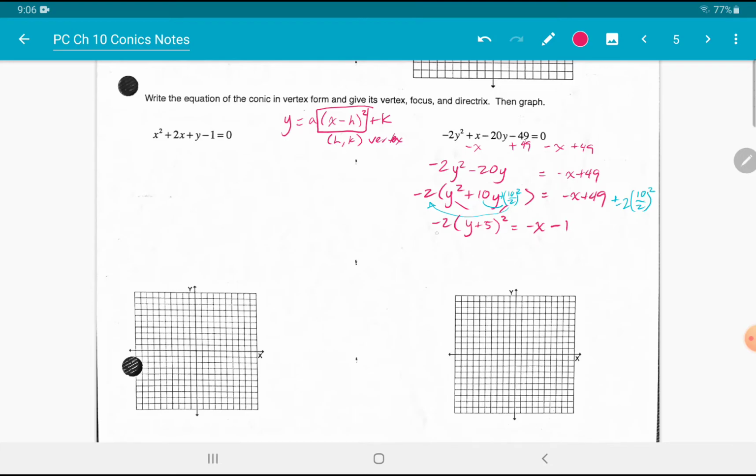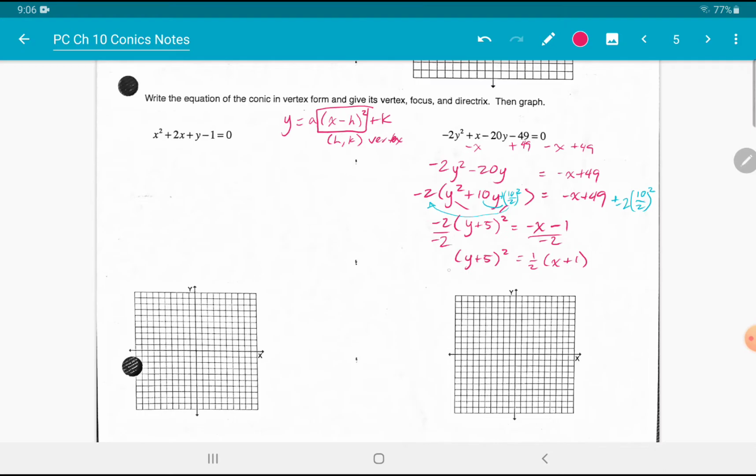Okay, and then from there, we want to solve for our y squared. So we're going to move that negative 2 over to the other side. So we'll now get (y plus 5) quantity squared equals, and then if we just kind of see that they're all negatives, we can actually factor out that negative. That'll become a 1/2 times (x plus 1), basically. Okay, so now what we see is we have the parts that we need.